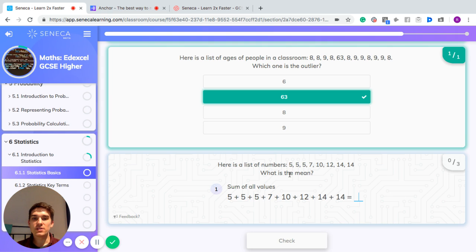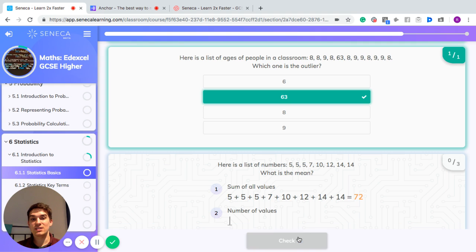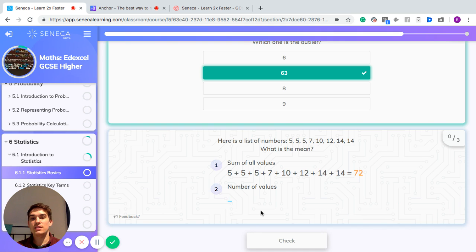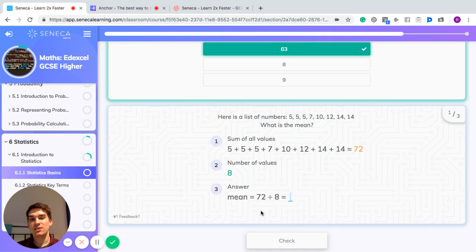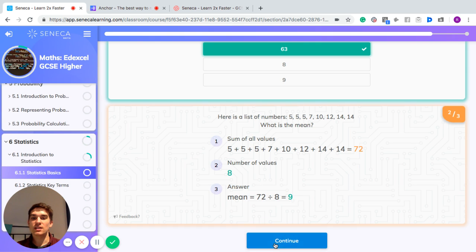So here's another list of numbers for you. 5, 5, 5, 7, 10, 12, 14, 14. Now if we want to find the mean of those numbers, we add them all up, first of all. So 5 plus 5 plus 5 plus 7 plus 10 plus 12 plus 14 plus 14 will give us 72. And if we count up how many values there are, there are 8 values in this data set. So to work out the mean, we take 72 and we divide it by 8, which will give us 9.